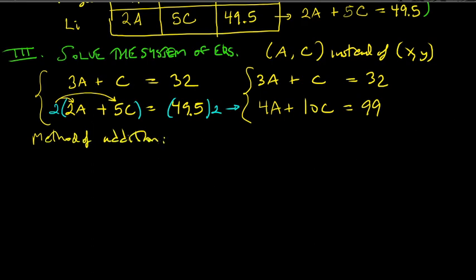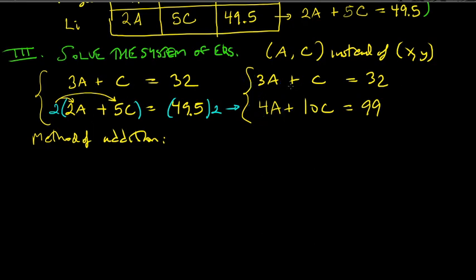So in the method of addition, we have to pick which variable we want to eliminate. Do we want to eliminate A or do we want to eliminate C? Well, you could do it either way, right? If you want to eliminate A, you multiply the first equation by 4 and the second equation by -3, right? So you'll get 12A and -12A, and those would cancel. Right? So nothing wrong with that.